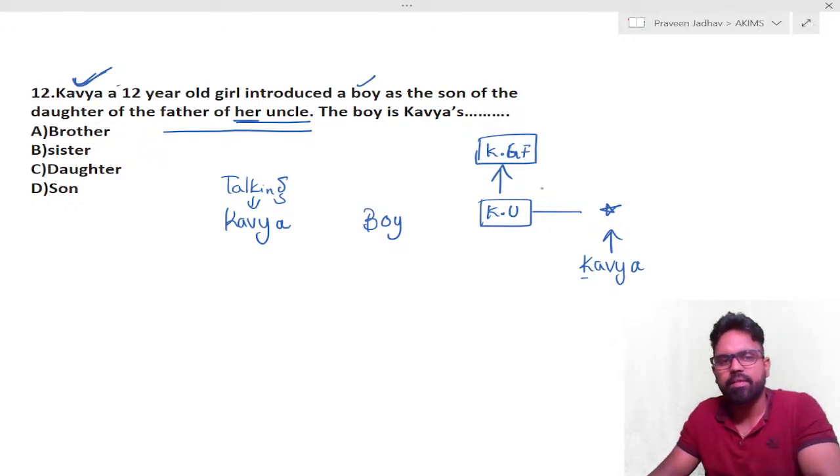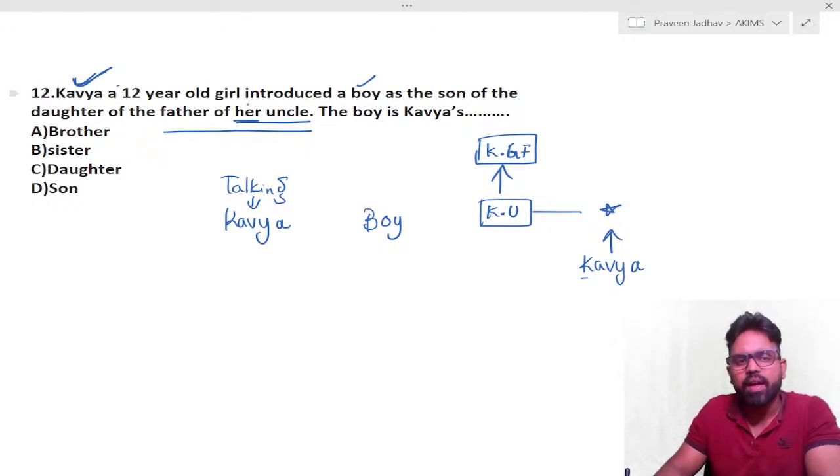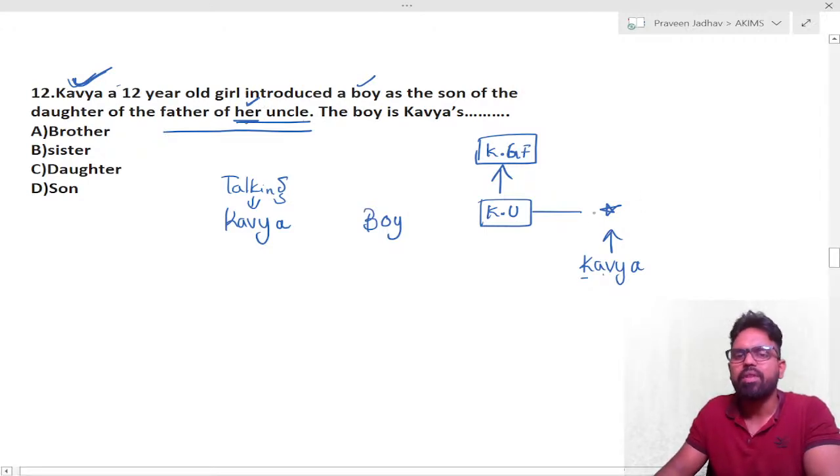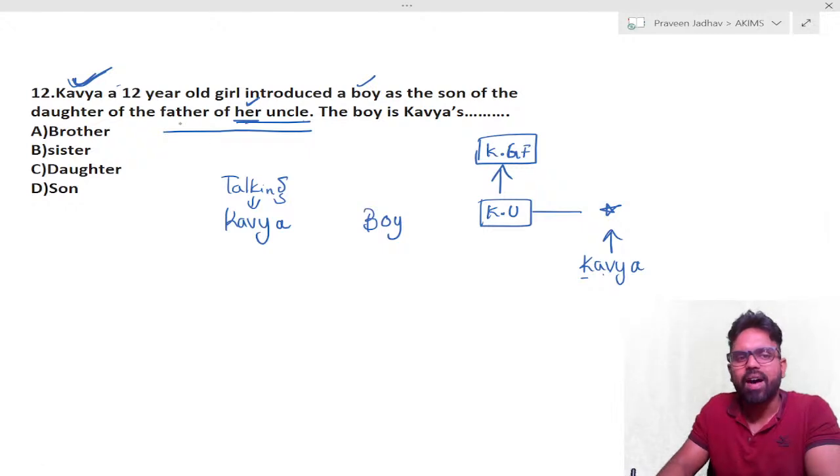Will be Kavya's grandfather. You have to start from where? The pronoun. Who is the person who is talking? Kavya. Kavya is the person who is talking. This "her" represents Kavya. Her uncle, meaning Kavya's one of the parent. I do not know who that parent is. It can be mother or father. Kavya's parent's brother. That is Kavya's uncle. Father of her uncle, meaning Kavya's grandfather.